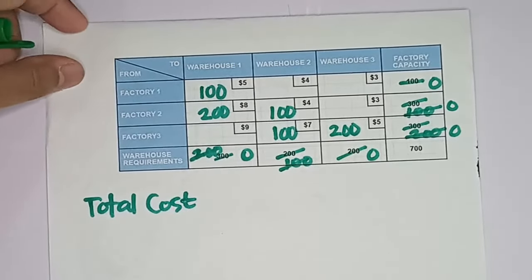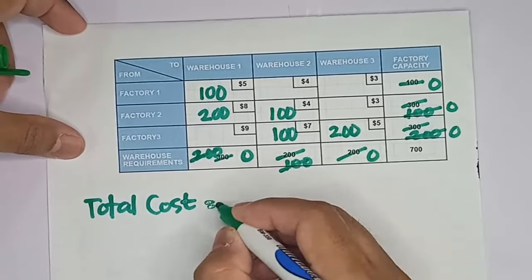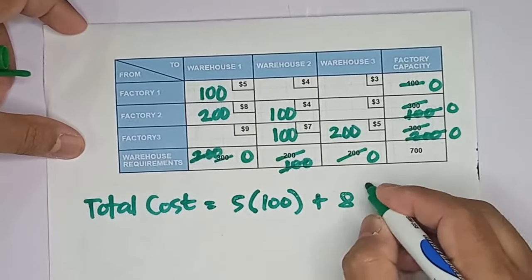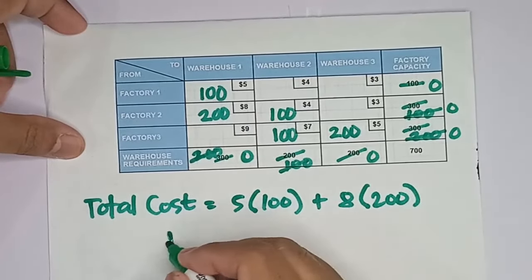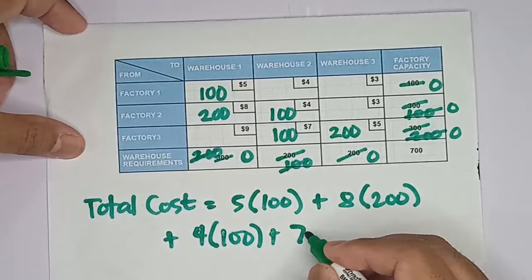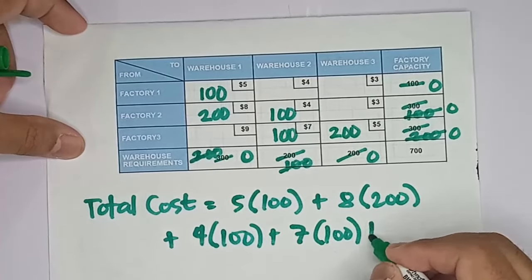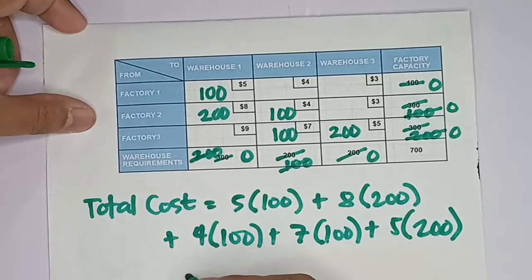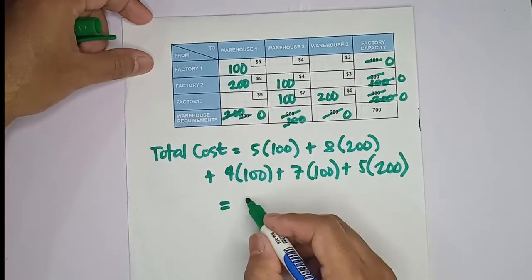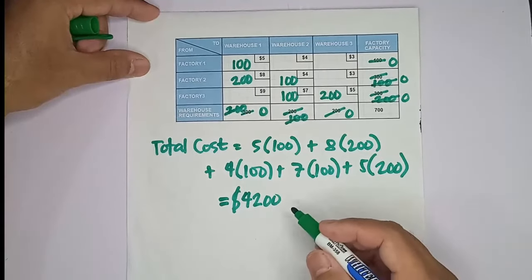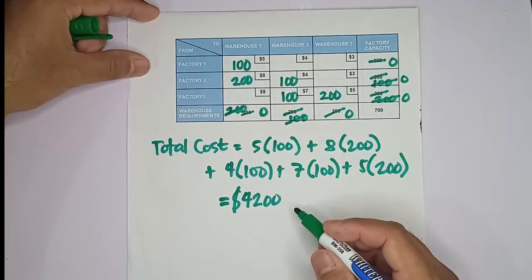The total cost in using this algorithm will give us 5 times 100 plus 8 times 200 plus 4 times 100 plus 7 times 100 plus 5 times 200, which is equal to $4,200. This will be the starting cost using the northwest corner rule.